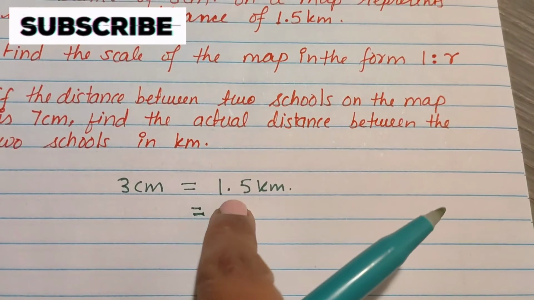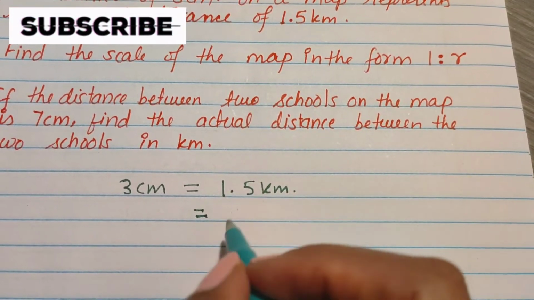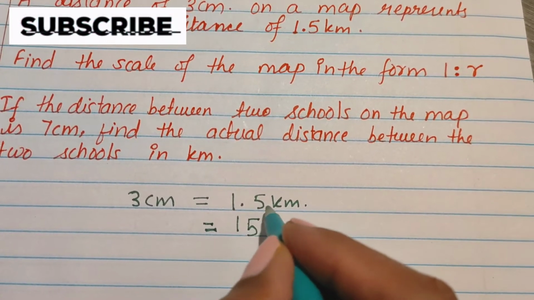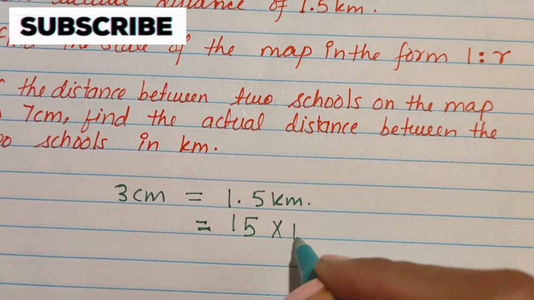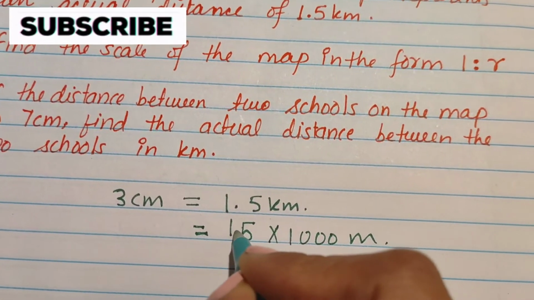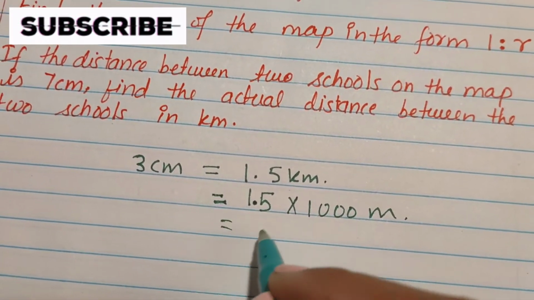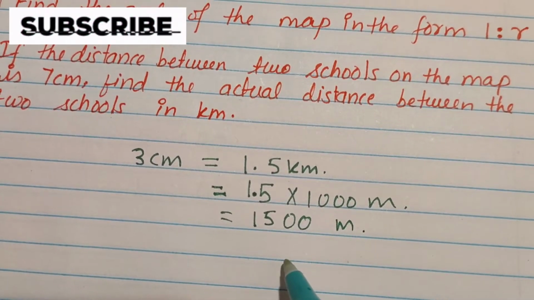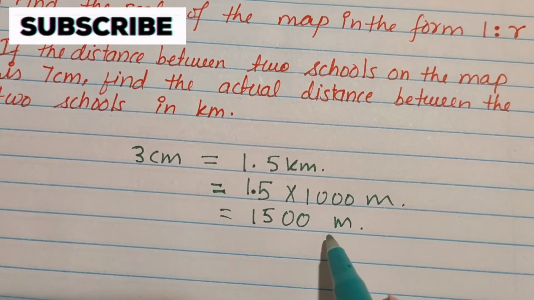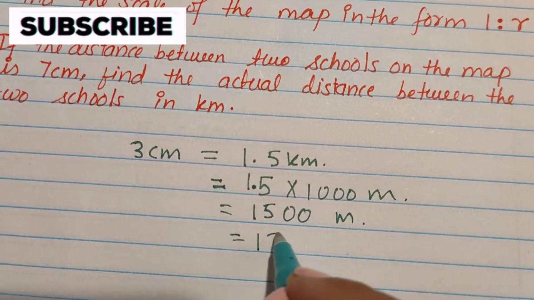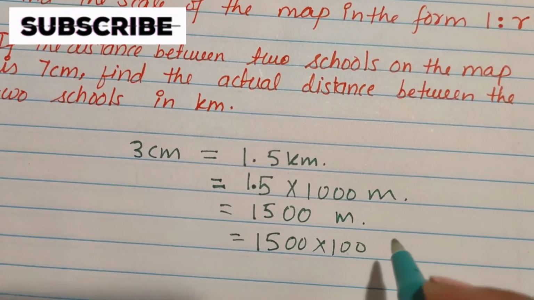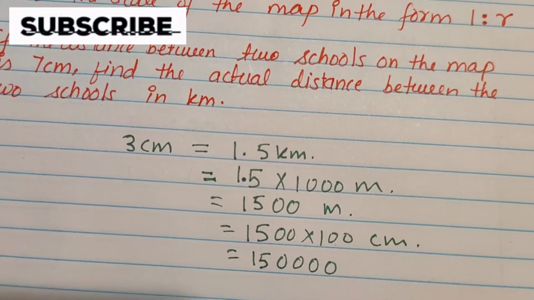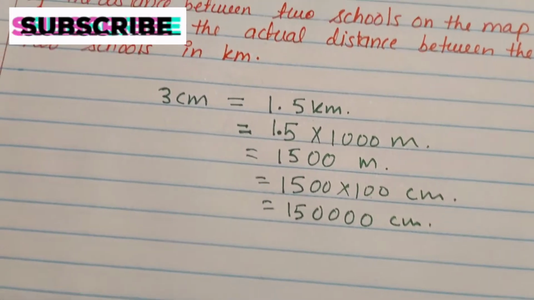We need to see that 1.5 kilometers is how many centimeters. To convert 1.5 kilometers into meters, we just need to multiply it by 1000. Can we do this multiplication? That gives me 1500. Now I have to change into centimeters. For that I need to multiply this by 100. So 1500 times 100 becomes centimeters. So 1500, 2 more zeros. So these many centimeters.